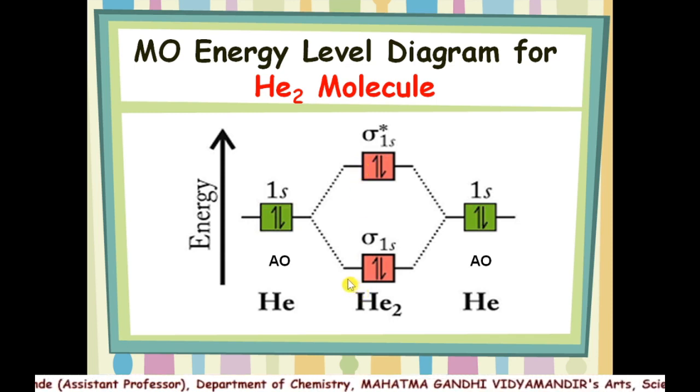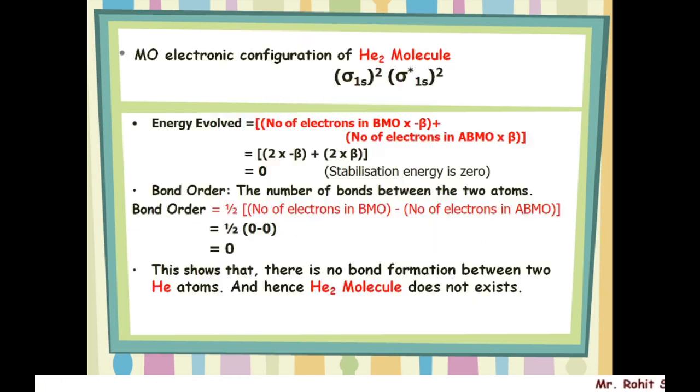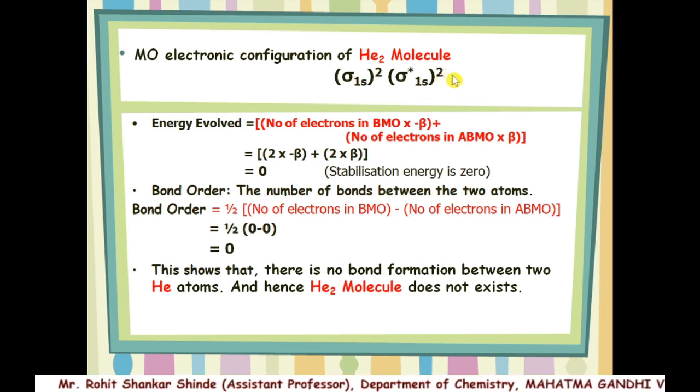We can easily predict the molecular orbital electronic configuration for the He2 molecule. In He2, sigma 1s possesses 2 electrons, sigma star 1s also possesses 2 electrons. So its molecular orbital electronic configuration can be written as sigma 1s2, sigma star 1s2. This is the molecular orbital electronic configuration for the He2 molecule.